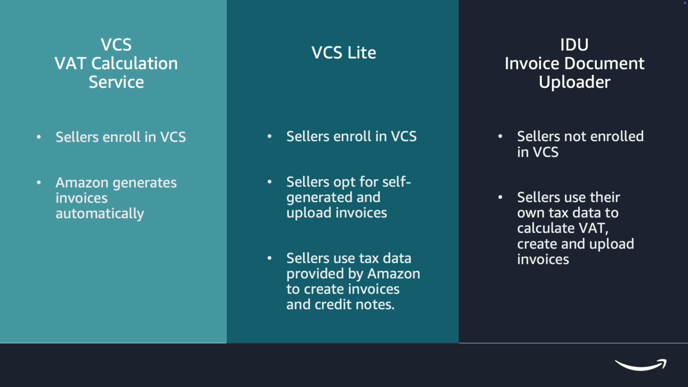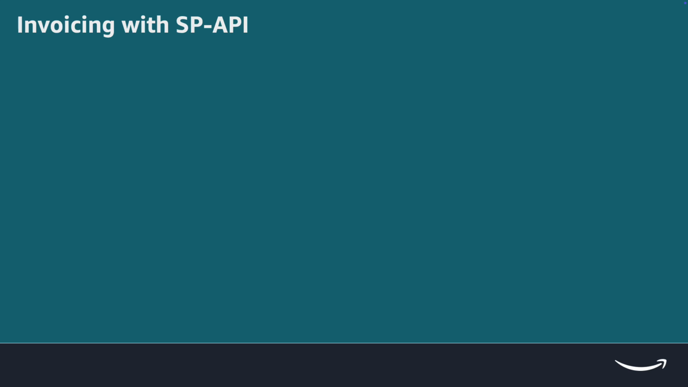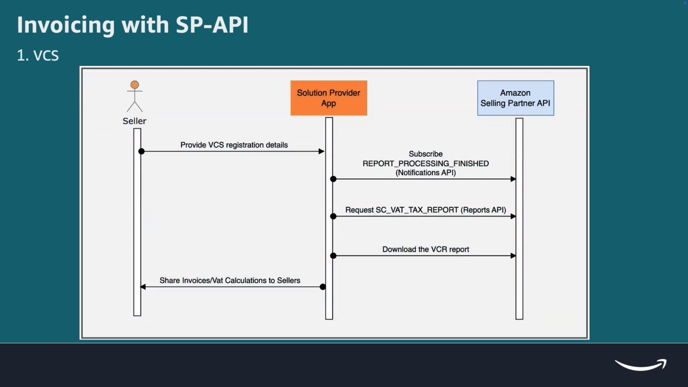With IDU, sellers own the full invoicing process. They use their own tax calculation data and upload the invoice either through Seller Central, MYO, or through SPAPI. The Selling Partner API supports developers and sellers in their invoice automations by providing APIs and reports to get the data required in order to correctly create an invoice, upload an invoice, or track invoices. We will now see how each of the invoicing options can be implemented using SPAPI on a high level.